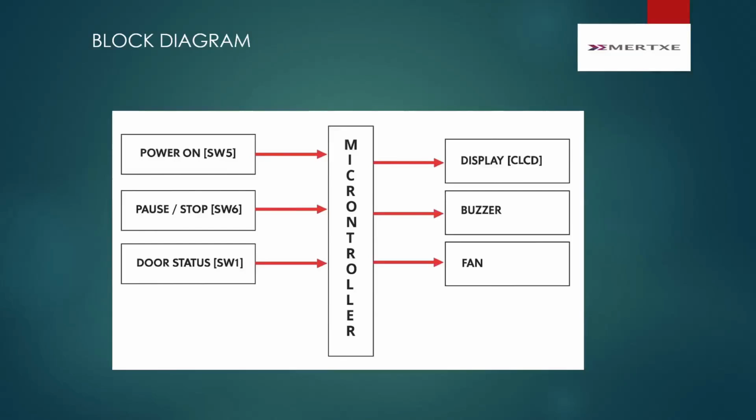Next, we can go through the block diagram of the project. In this block diagram, in the right part, we have used the other components: display, buzzer, and fan. We explained the functions of these components in the previous lectures. Next, in the left part, we have the switches. Switch 5 is for power on, which is the RB4. Pause or stop is switch 6, which is the RB5, and the door status switch is the RB0.